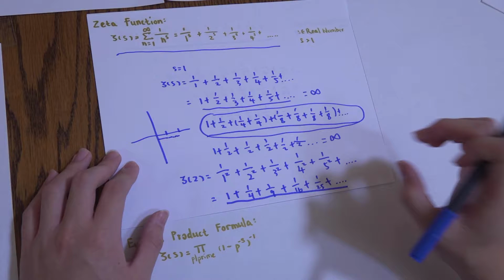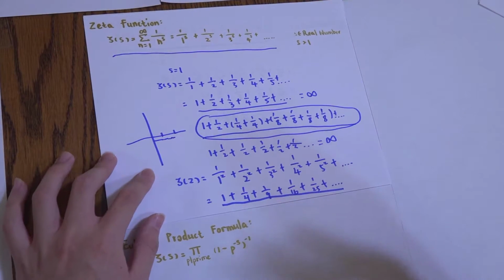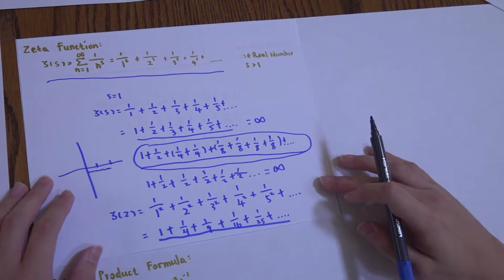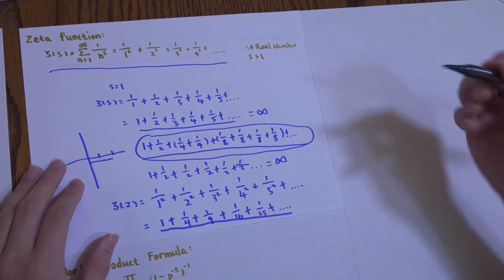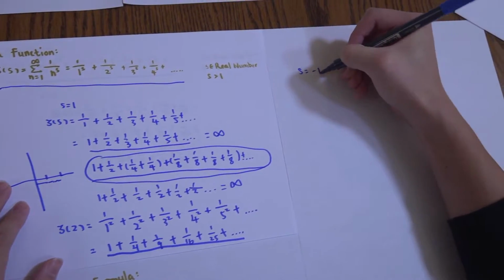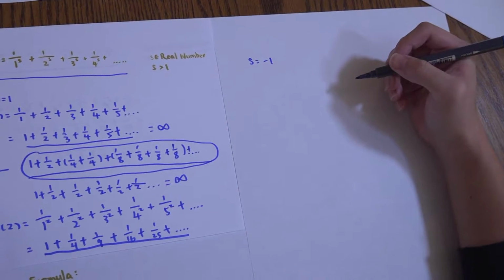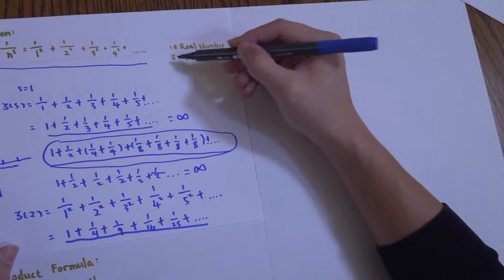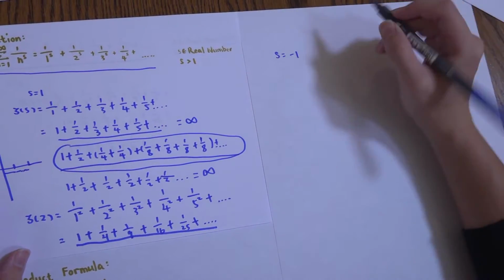The result for this equation is pi squared over 6. The equation converges to pi squared over 6. But then some people will ask, what if s equals -1? Well, what would that be like? I know it kind of violates this limitation right here, but let me just write it out first.